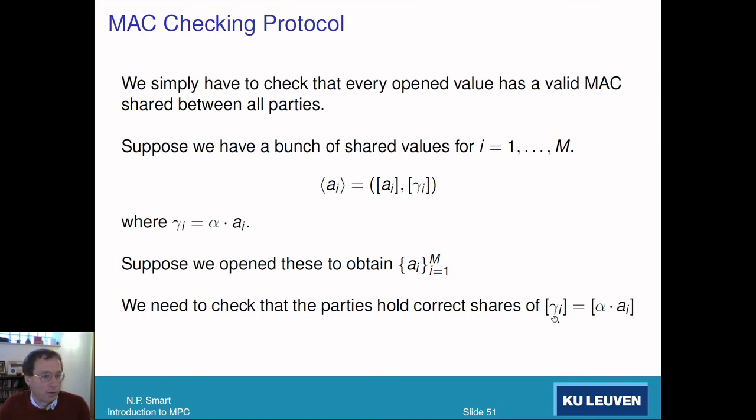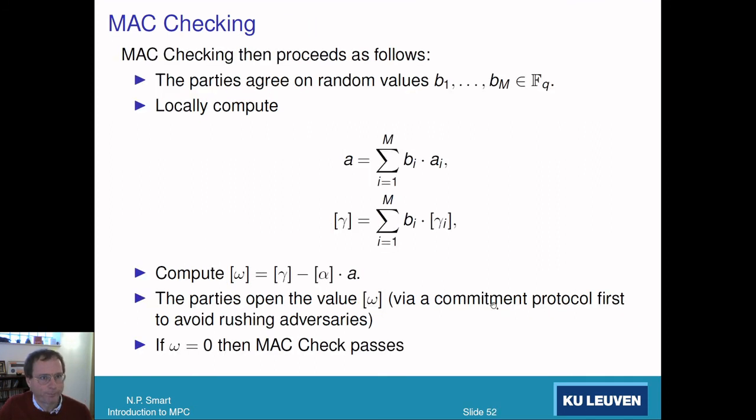Okay, that's it. Because if they're consistent with alpha, and you can't get a consistent sharing unless you know alpha, and no one knows alpha, the only way they're going to hold a consistent sharing is if no one lied in the first place. So this is good, basically checking that you're not lying. So how are we going to do this? It's a very, very simple protocol.